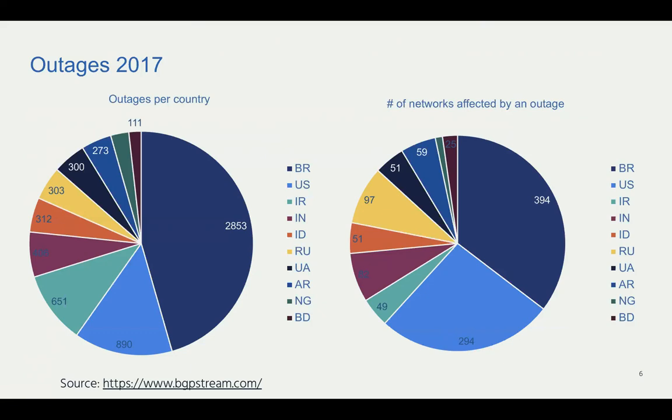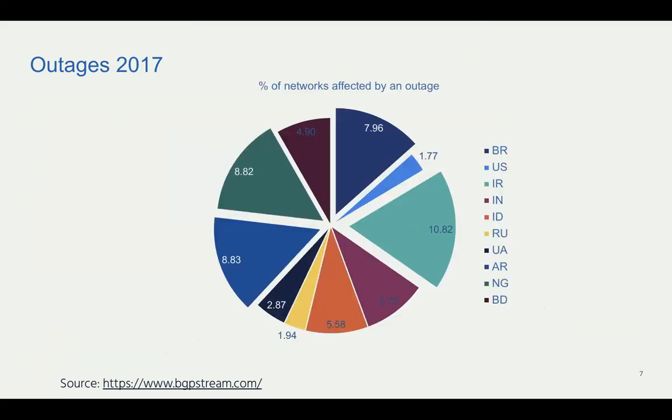But still, absolute numbers only say part of the story. A better view would be to look at the percentage of networks that operate in a particular country and see what is the percentage of networks affected by an outage in this country. And well, you can see the distribution is slightly different. It's actually the leading, so to say, countries here is Brazil, Iran, Argentina, and Nigeria.